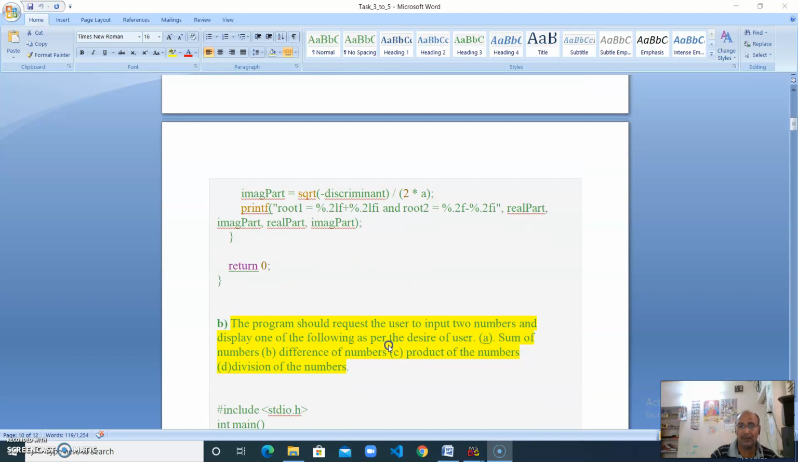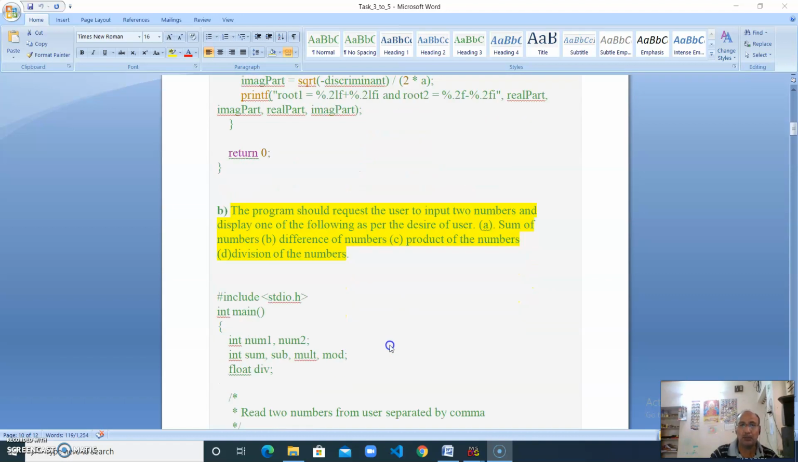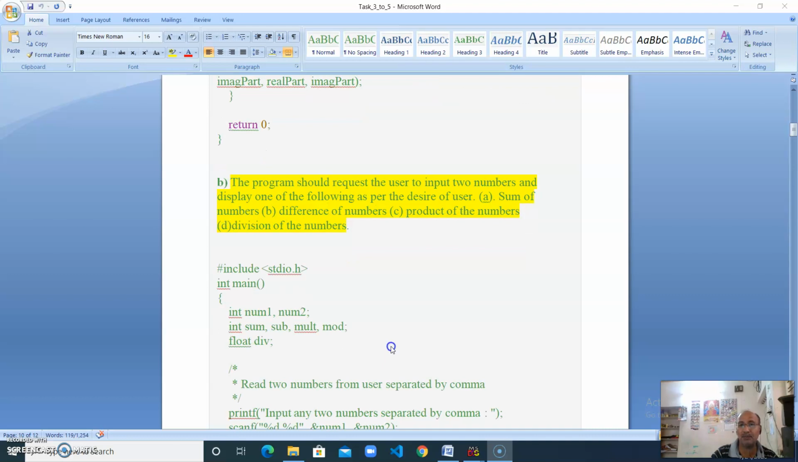Task 4b. The program should request the user to input two numbers and display one of the following as per the desire of the user: sum of numbers, difference of numbers, product of numbers, and also division of numbers. This is a simple program: addition, subtraction, multiplication, division.